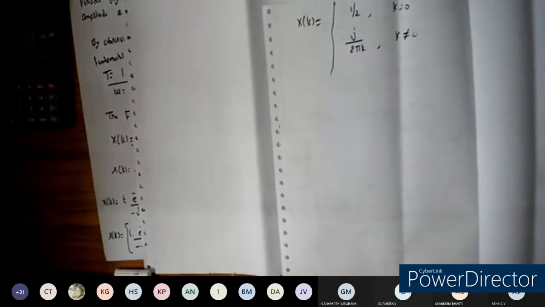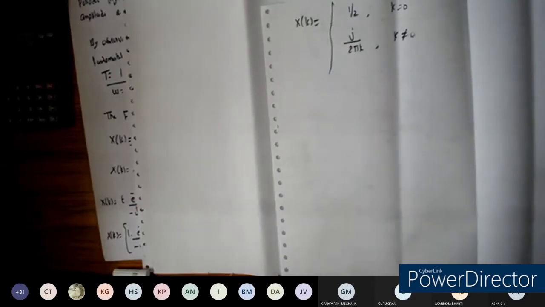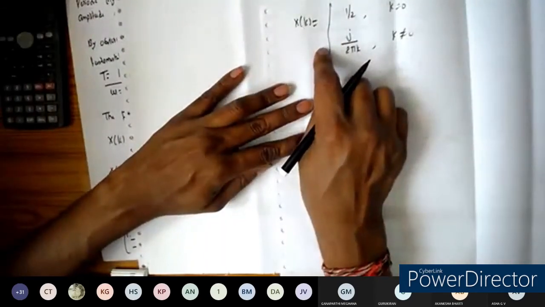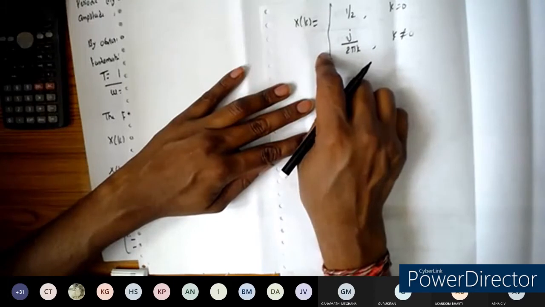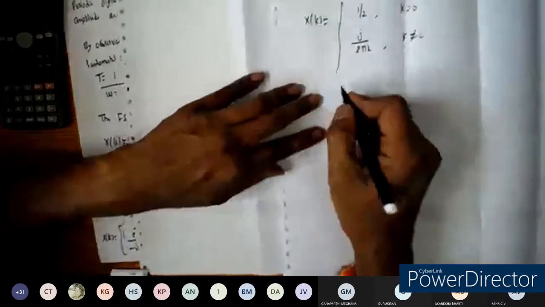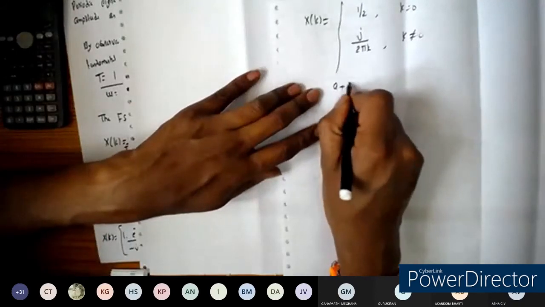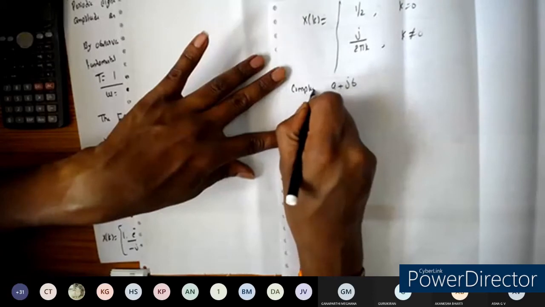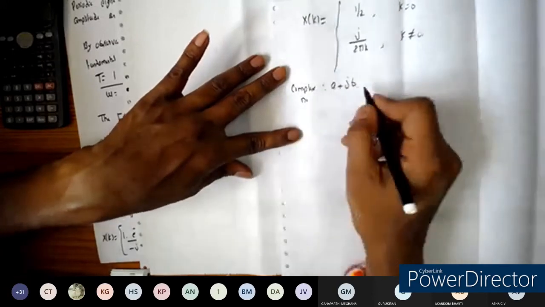Done. Okay, so we need to find out the magnitude and the phase response. Any doubts till this point? Do you have any doubts? No, sir. Okay, fine. Suppose I have a complex number of the form a plus jb.